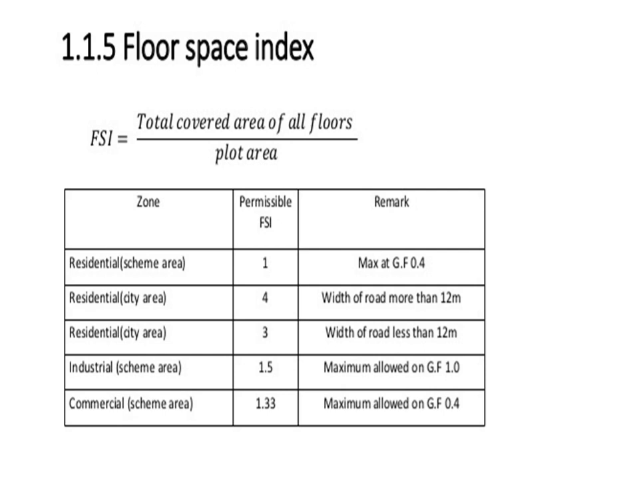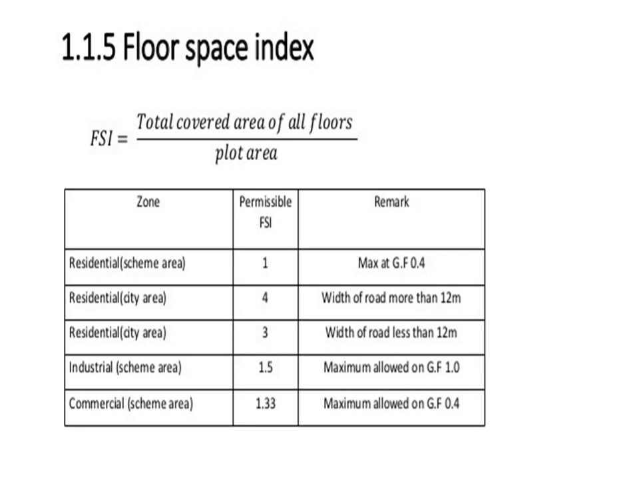This slide refers to floor space index. It is denoted by FSI. FSI is the ratio of total covered area of all floors divided by plot area. Depending upon the zone, permissible FSIs are given by the authority. For example, if there is a residential scheme area zone, then the permissible FSI is 1, and in that case the maximum ground floor should be 0.4. Then in case of zone 2, that is residential city area, the permissible FSI may be 4. In that particular case, the width of road should be more than 12 meter.